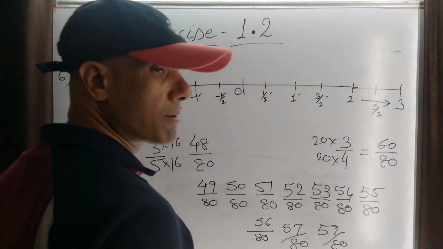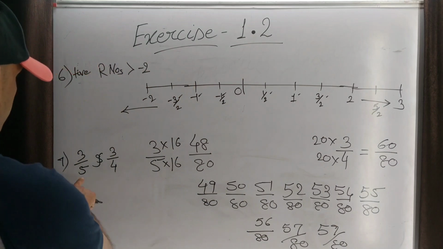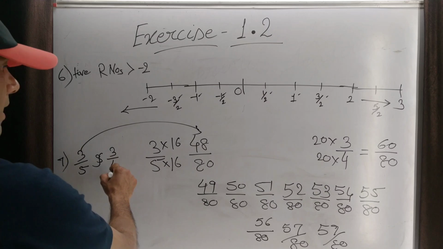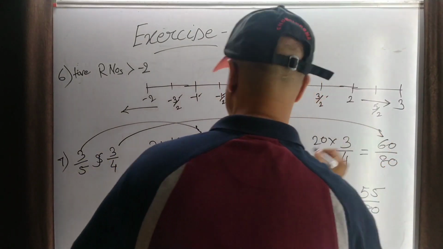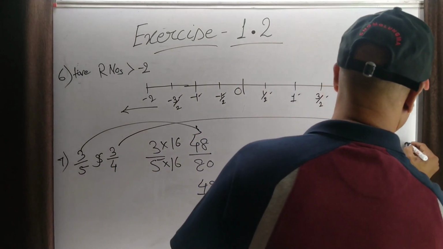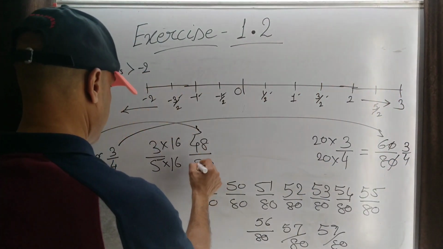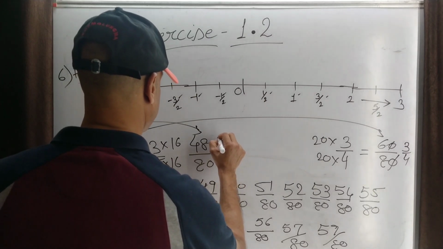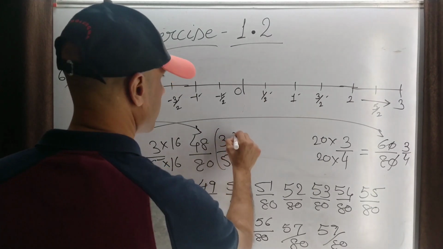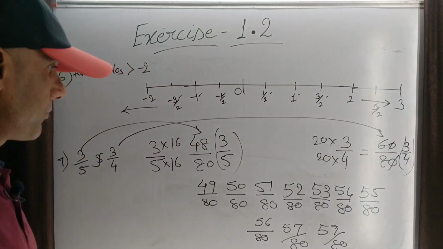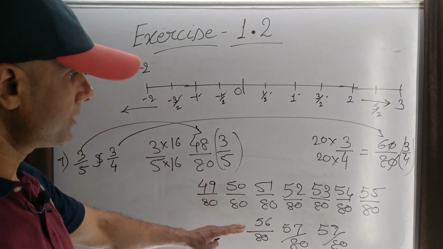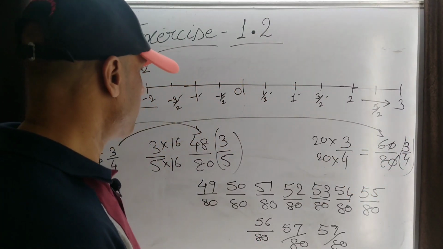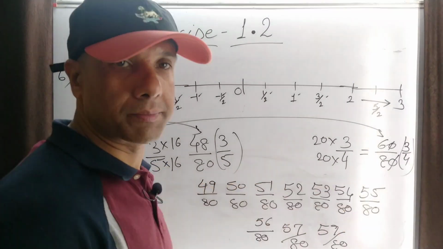We have managed to get 10 rational numbers between 3/5, that is 48/80, and 60/80, which equals 3/4. 16 5s are 80, this is 3/5. Okay, so we have just managed to get 10 rational numbers between 3/5 and 3/4 by making the denominator 80.